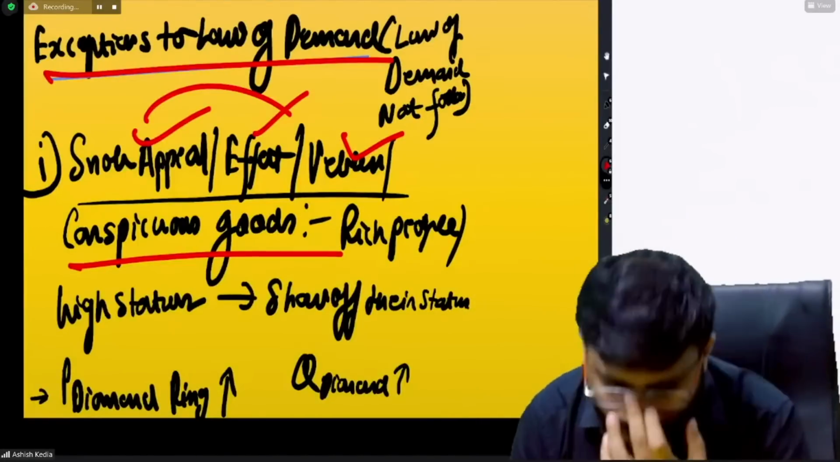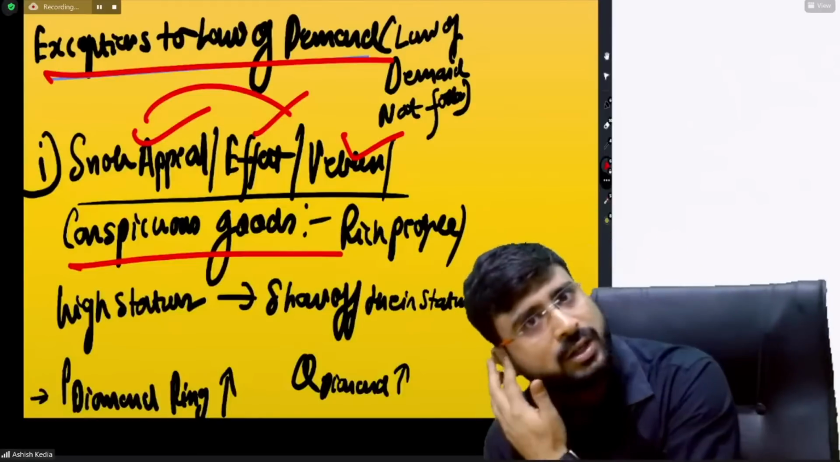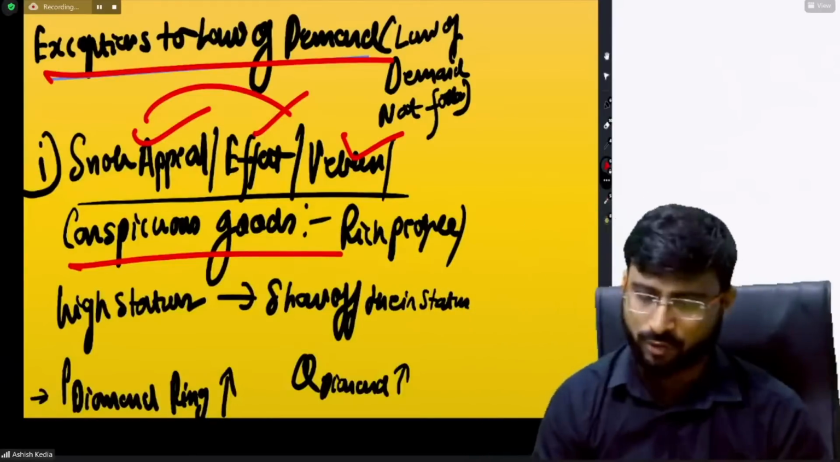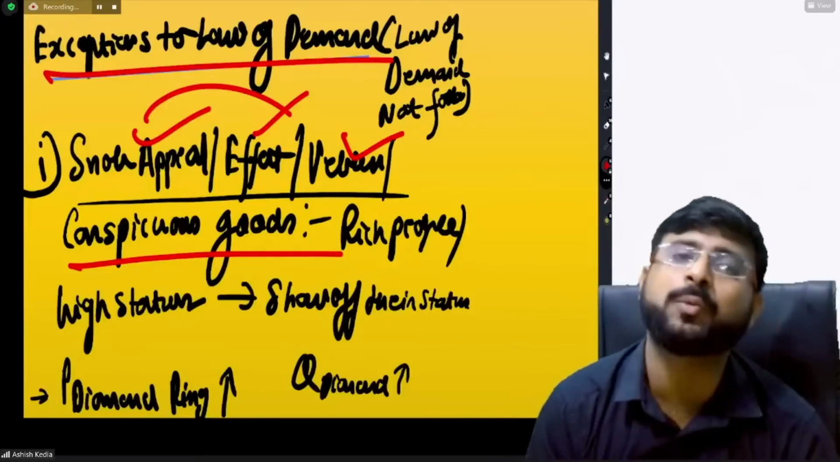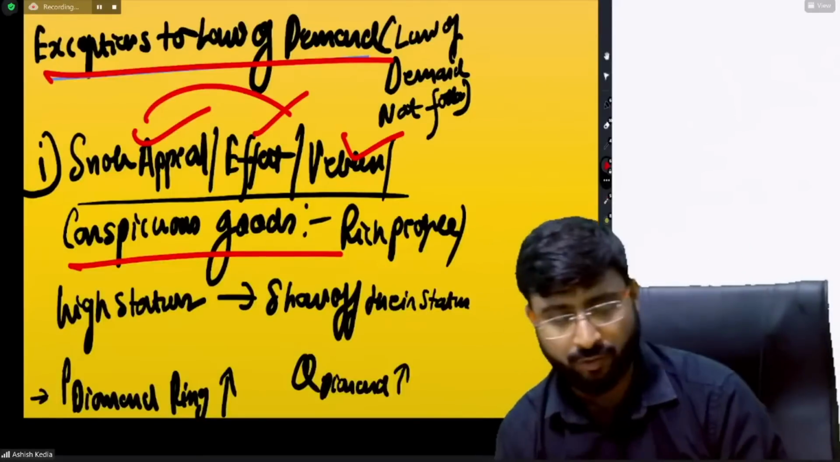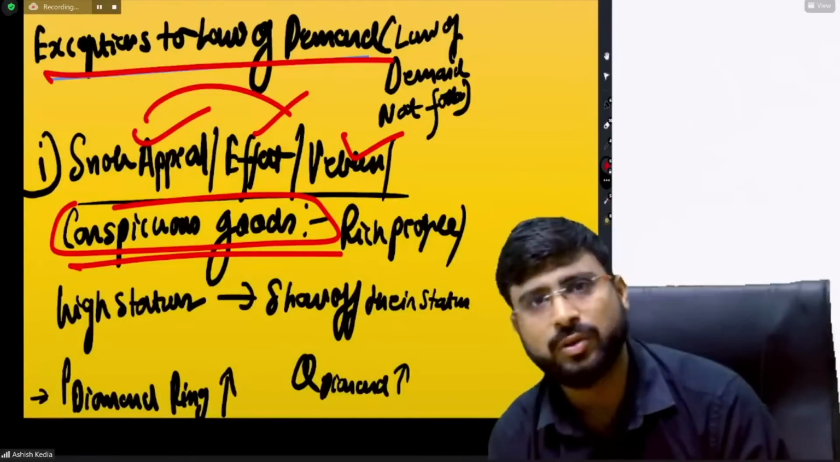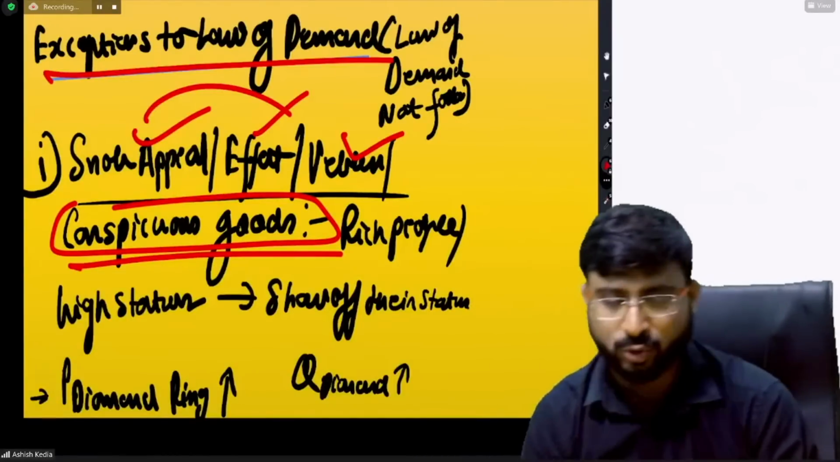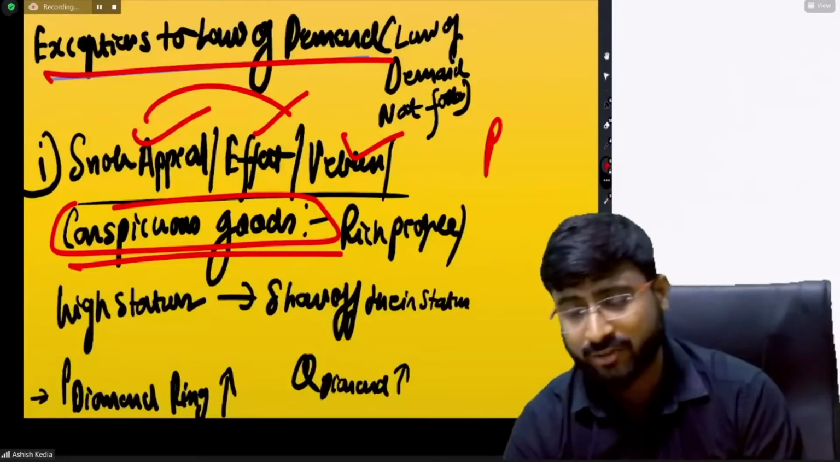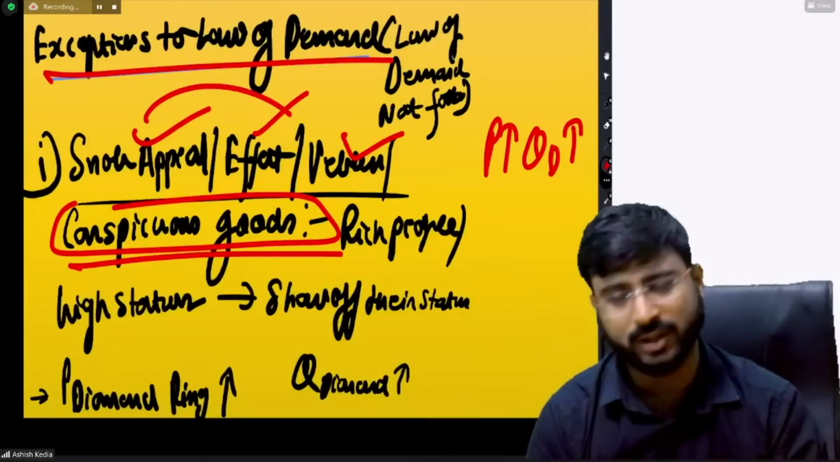So when we increase the consumption of a product, when we purchase more of a product because we want to show off our high status, that is called snob appeal. So here, when price rises, we consume more of the product.